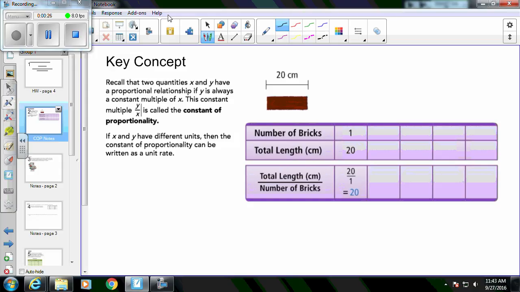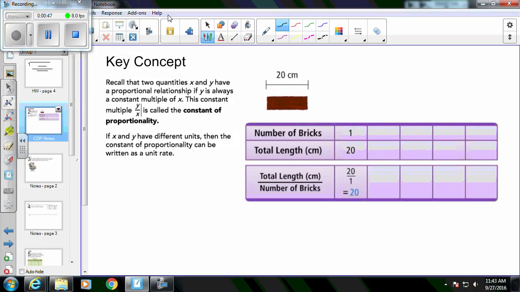Remember that two quantities, x and y, have a proportional relationship if y is always a constant multiple of x. This constant multiple, y over x, is called the constant of proportionality. If x and y have different units, then the constant of proportionality can be written as a unit rate.